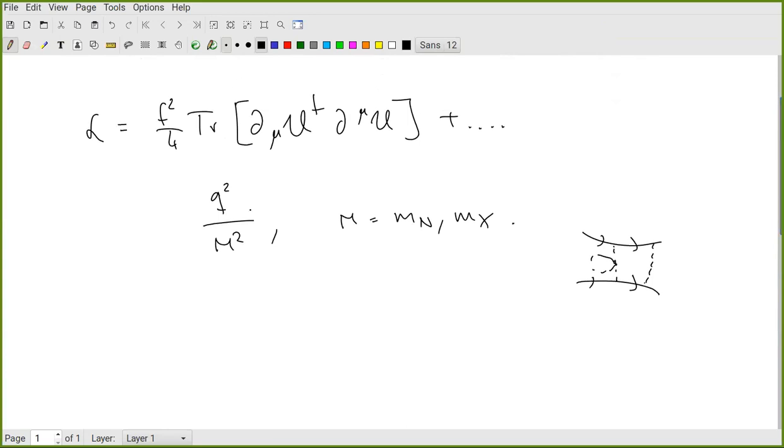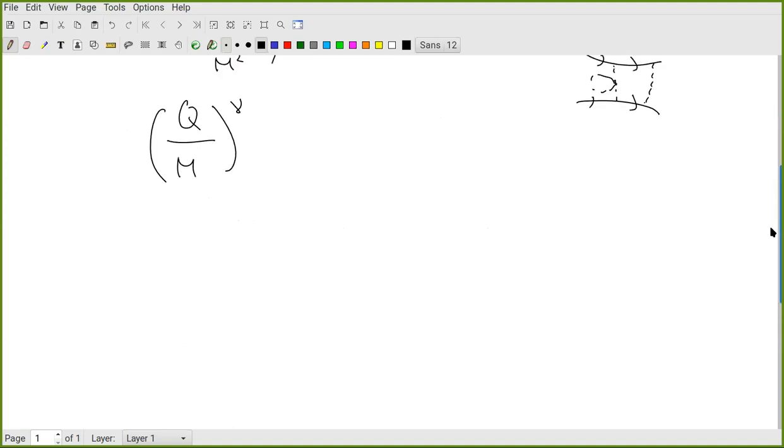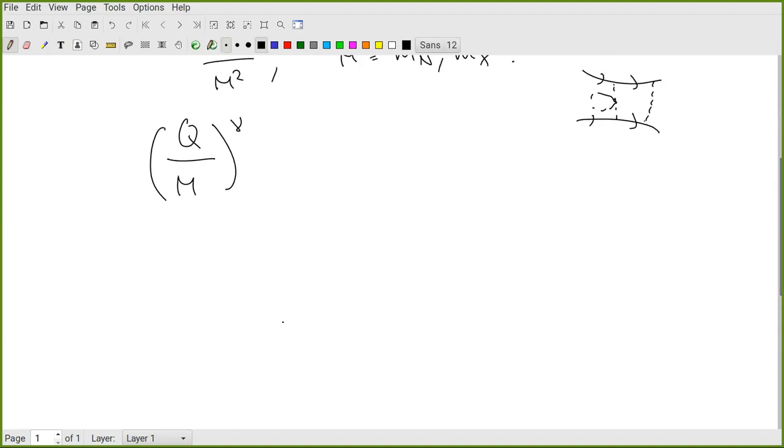Since this is an expansion in Q squared over M squared, let me write this actually as capital Q by convention. What we need to do, if we are given a diagram, is calculate the power of this suppression. So let me write this more generally as Q over M to some power nu. And how do we calculate nu? Nu is somehow given in terms of the diagram.